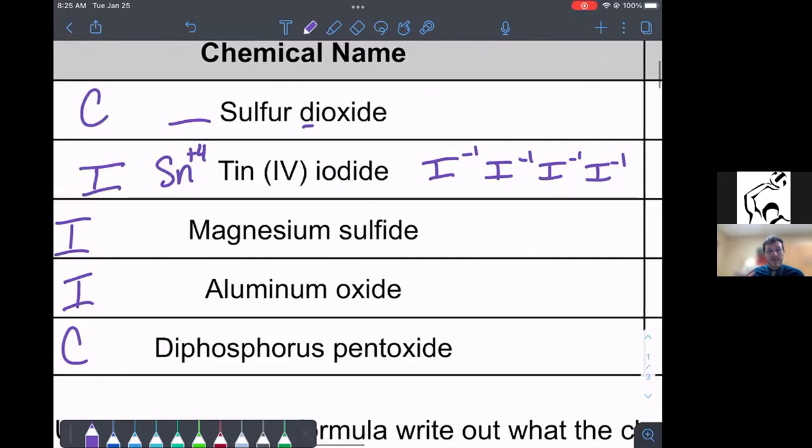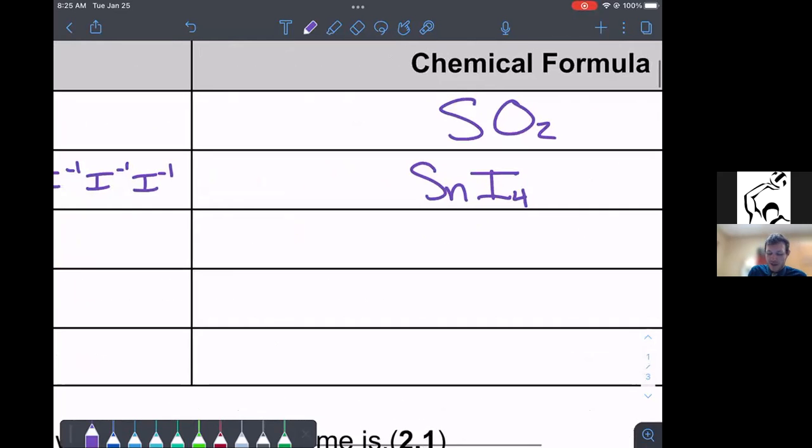Next, we have magnesium sulfide. Again, we have to look at charges. We have Mg, and magnesium has 2 valence electrons, so it's got a +2 charge. Sulfide is S, which is sulfur, and the sulfur has 6 valence electrons, so it has a -2 charge. And those charges do add up to 0, so we have MgS.